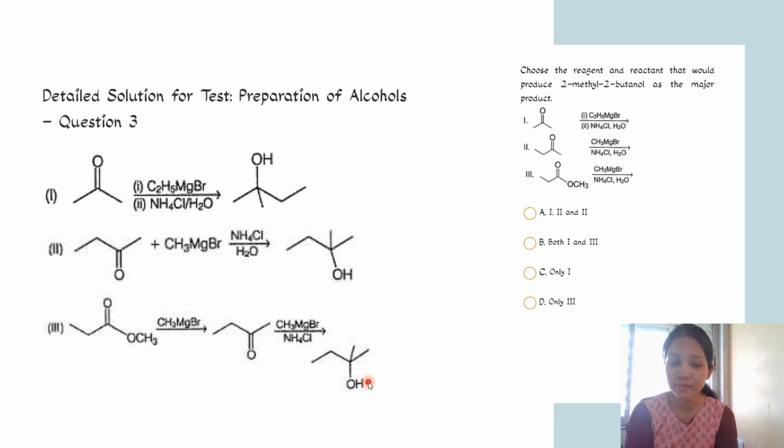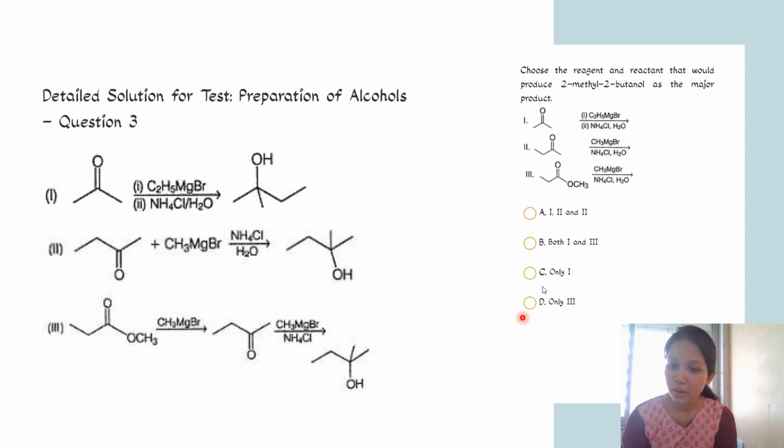So what we observed, just making little changes in the starting material and the structure of the Grignard reagent being used, we synthesized the same alcohol as the major product. Okay, so what happened? All the three reactions given in the question are giving us 2-methyl 2-butanol.